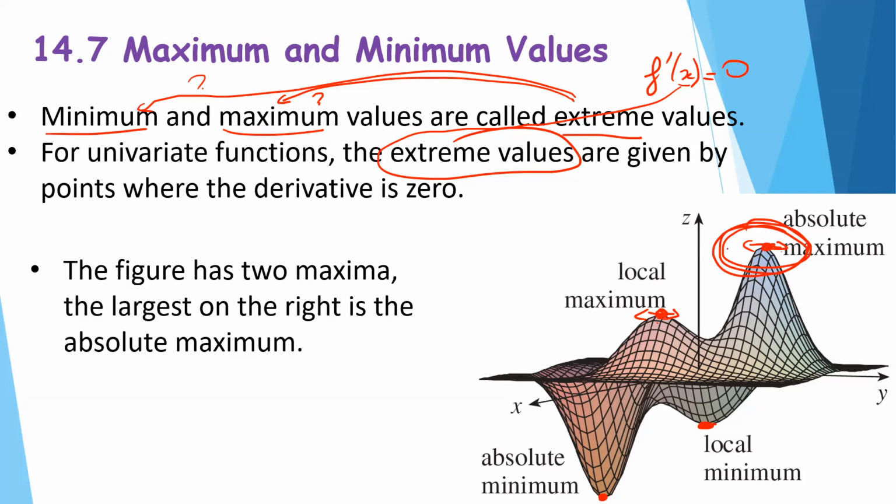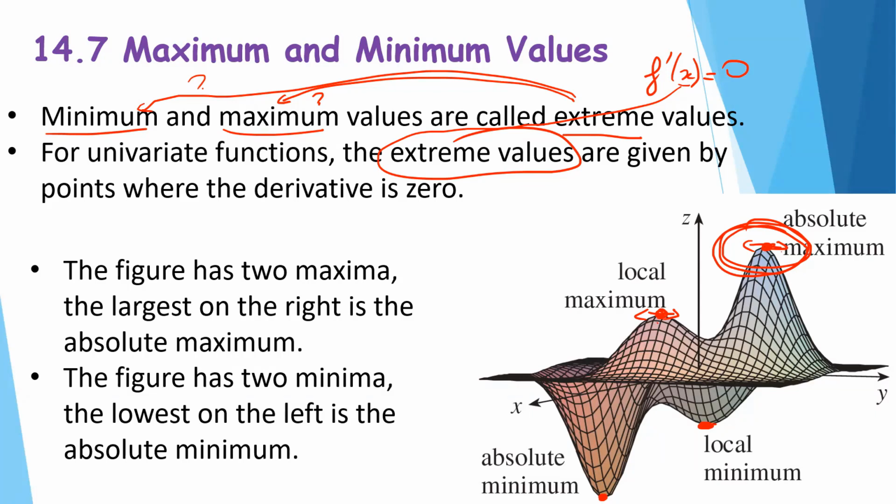We have here two maximum values, and the largest one is called the absolute maximum. The absolute maximum is the highest value achieved by the function. We can also have local maximums in some neighborhood. Same thing for the minimum values. We have several local minimums, and the smallest value is called the absolute minimum, which is the lowest value achieved by the function on the whole domain. So this is the meaning of a maximum and a minimum, which are the extreme values achieved by a given function.